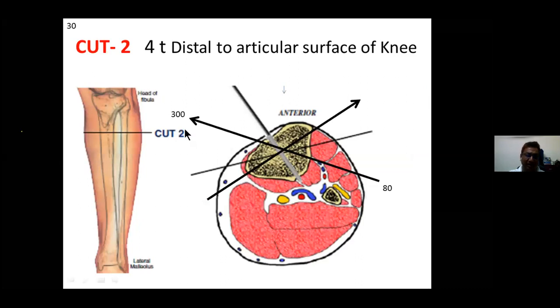In this cut, fibular fixation is strongly contraindicated because of the adjacent common peroneal nerve. You should not fix the fibula. Tibial fixation is done by passing wires from here to there and from 80 to 30 degree, and also you can place wires and you can place a shunt here also.